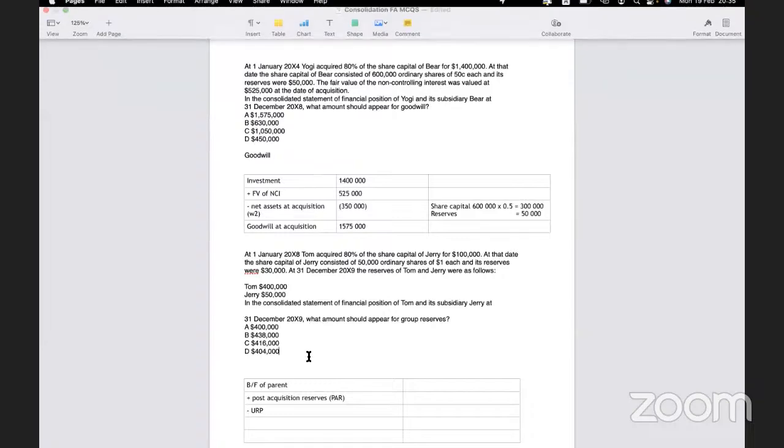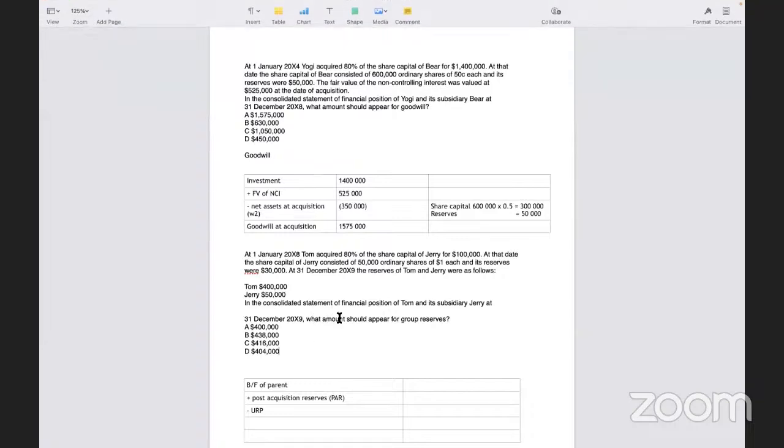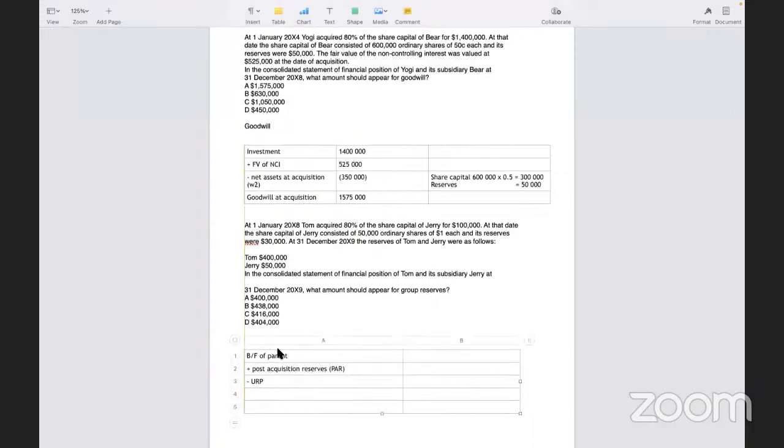So in this question, what are they asking? What amount should appear for group reserve? Group reserve means they are asking you for working number 4, consolidated retained earnings. I have given you the equation. Normally inside consolidated retained earnings, these are the 3 things that come. Can you now search for these 3 things and try to find the answer if possible?